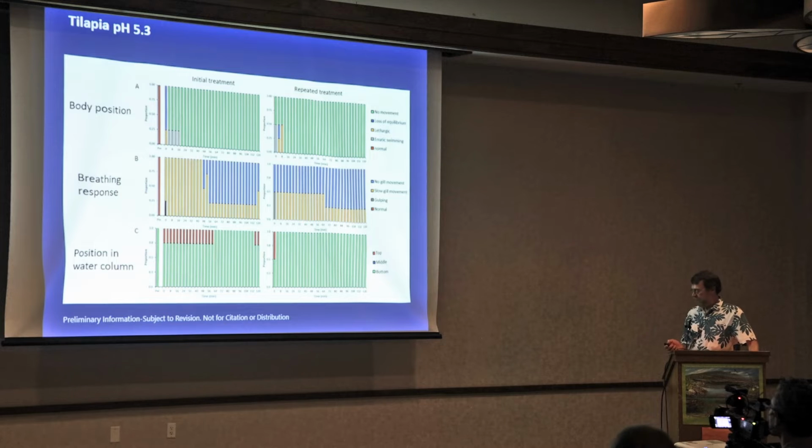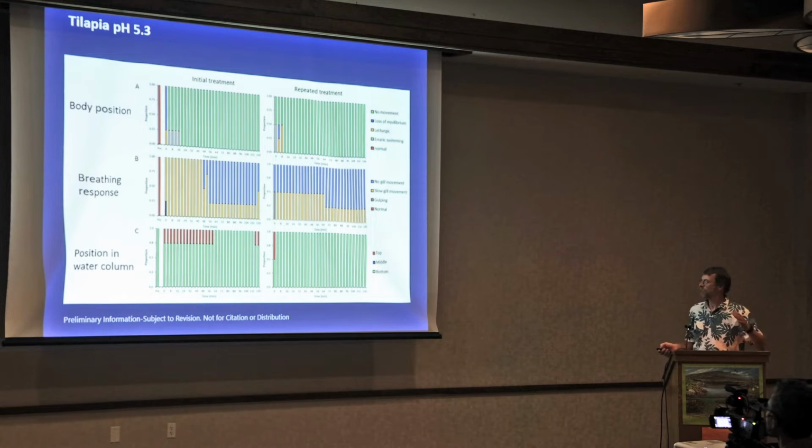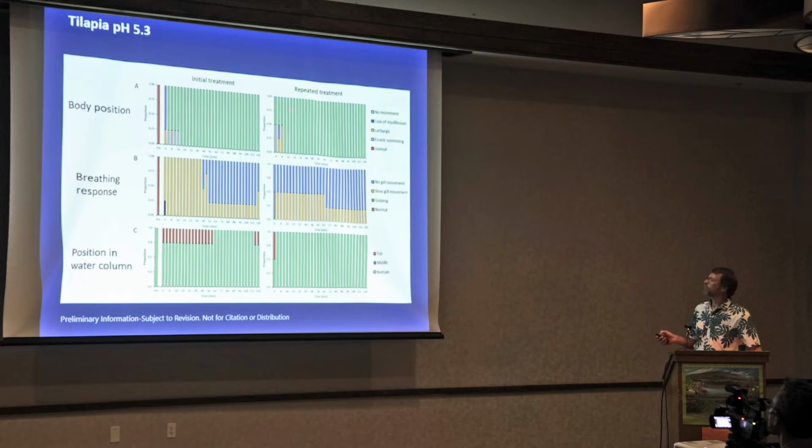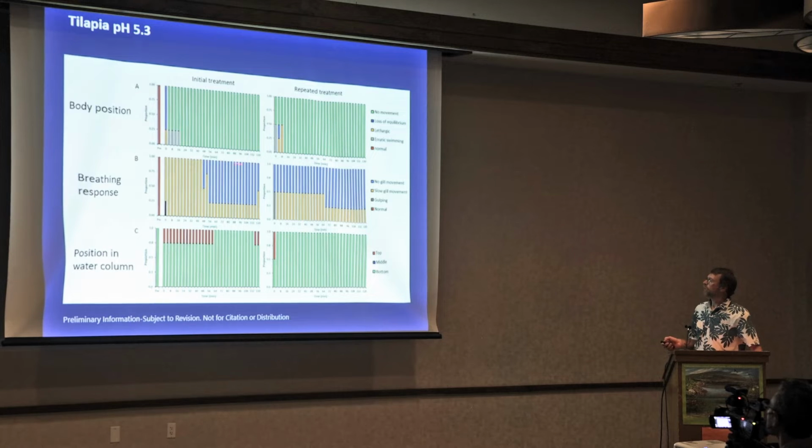And so for body position, what we looked at is basically normal, erratic swimming, lethargic, loss of equilibrium, or no body movement. For the breathing response, it was normal, gulping at the surface, slow gill movement or no gill movement, and then position in the water column was either the bottom or the middle or the top. And so the first column is the initial treatment, then the recovery, and then the repeated treatment. And time is along the x-axis.